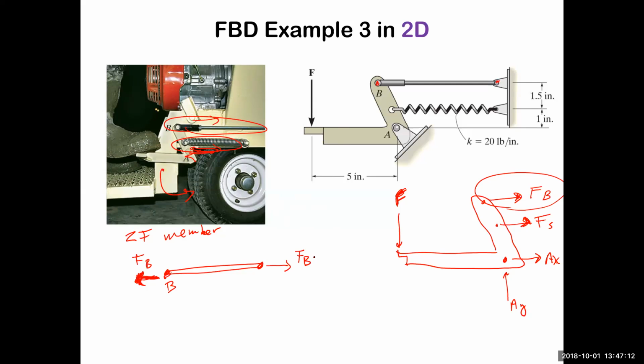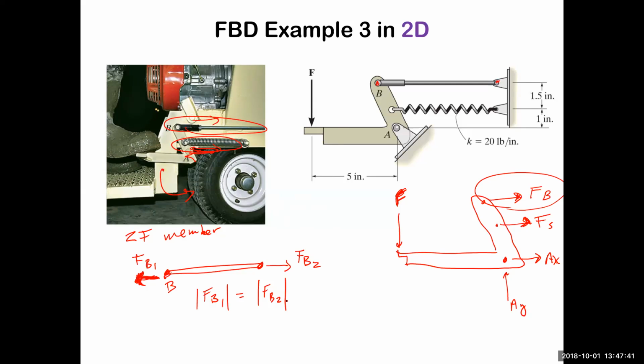Yeah, a two-force member only has one unknown, because the magnitude of FB, we should probably call it FB1 and FB2. The magnitude of FB1 has to equal the magnitude of FB2. Why? If it's in equilibrium, right? They have to be the same. They have to add up to 0.